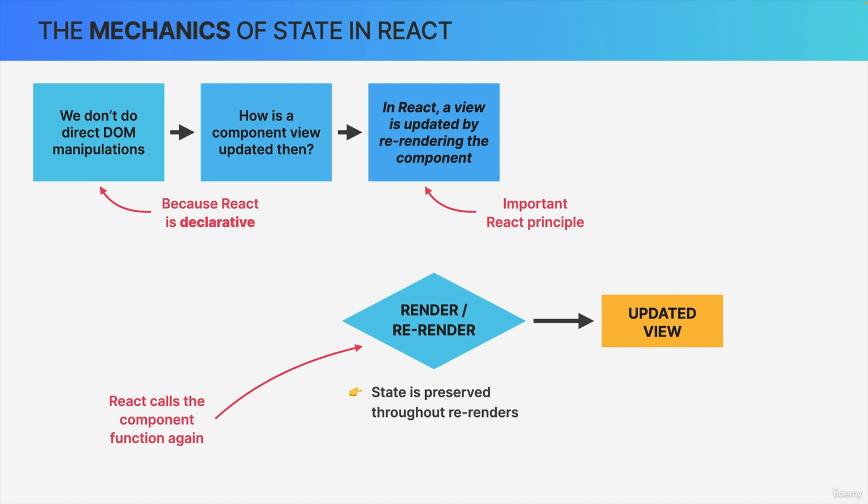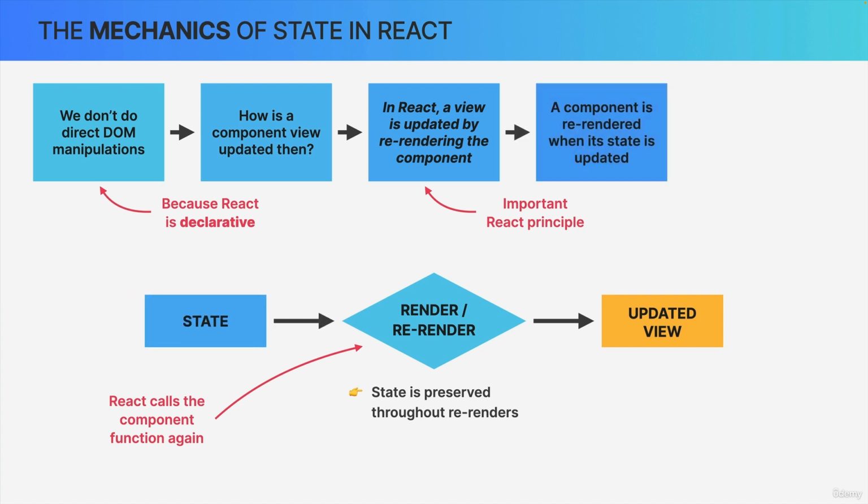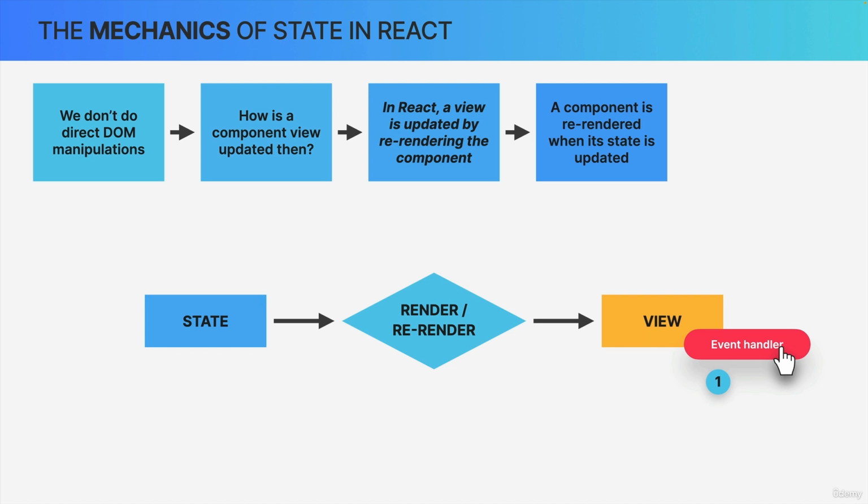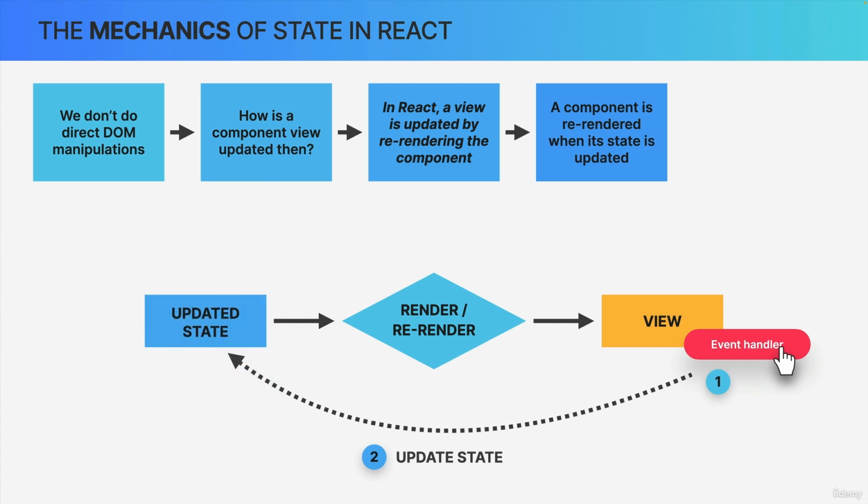Now, speaking of state, it is when state is updated that a component is automatically re-rendered. So let's imagine that there is an event handler in the view, for example, on a button that the user can click. So the moment that button is clicked, we can update a piece of state in our component using the set function coming from the useState hook. So just like we did in the last lecture, right? Then when React sees that the state has been changed, it will automatically re-render the component, which will result in an updated view for this component.